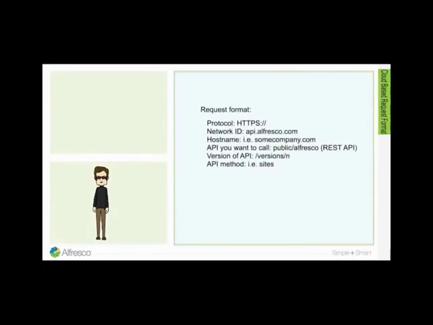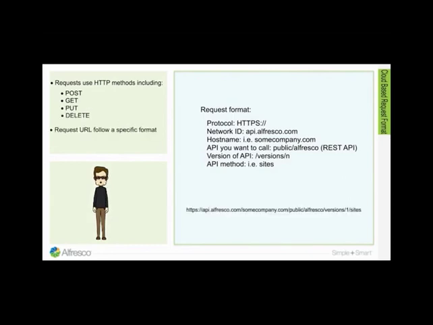The request format will look similar to what we have seen in CMIS. However, instead of using the CMIS API, we specify public/Alfresco. This designates the use of the REST API. The standard HTTP methods are available, including POST, GET, PUT, and DELETE. In the example here, we are calling the REST API using the entity of sites.